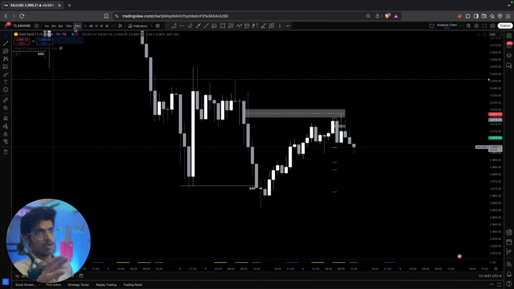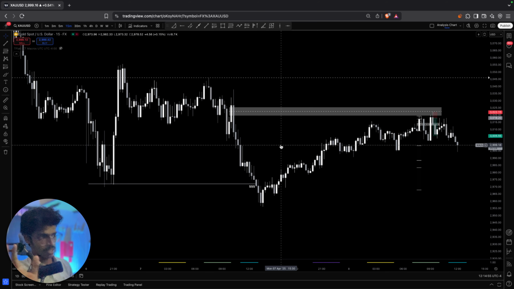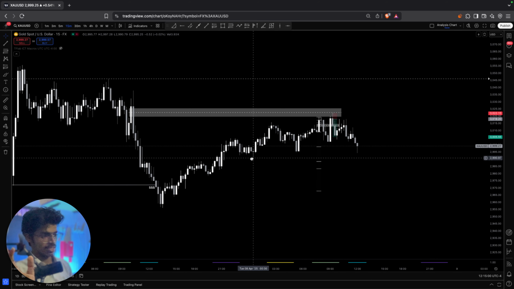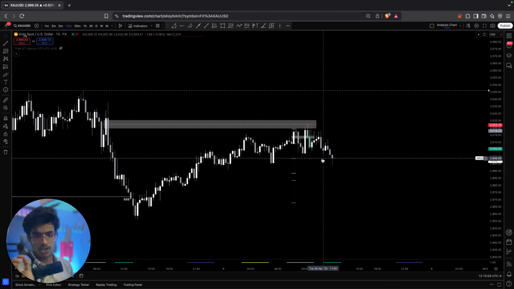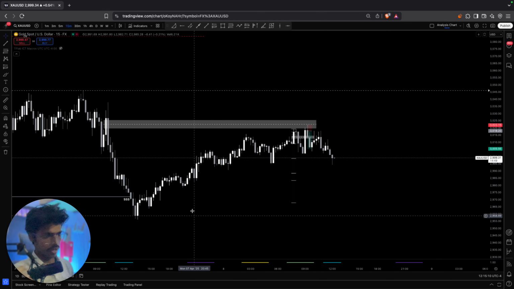So let's go on a 15-minute time frame. Now if I look at things on the 15-minute time frame, they're not very clear. The rejection was shown from this point, but it was not strong, right? We are in this particular green zone. This green shows the New York session, the yellow shows the London session, and this violet shows the Asian session.